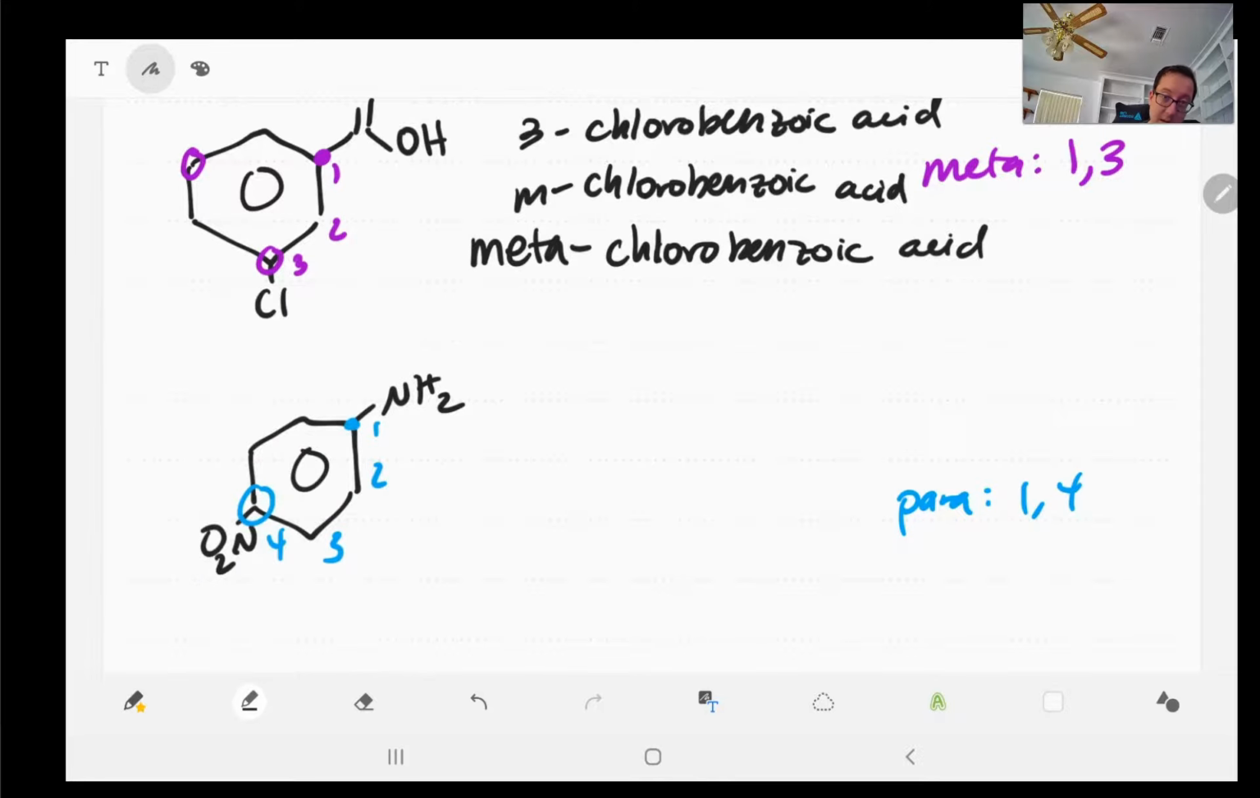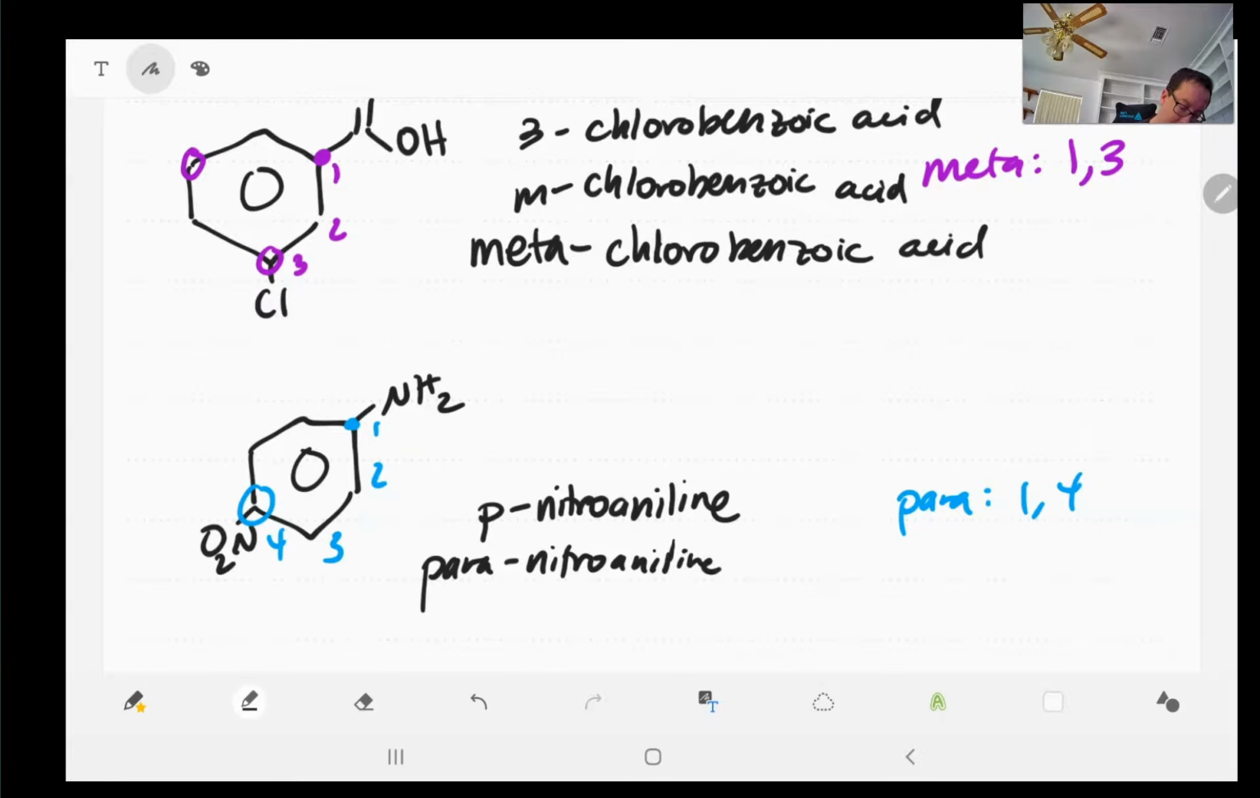And if we were to name this, the amine takes priority, right? So we're going to have para-nitroaniline. Aniline is our parent name because benzene with the amine is called aniline. You call this para-nitroaniline. And we could also say 1,4, no, sorry, keep saying both, 4-nitroaniline. That would work.